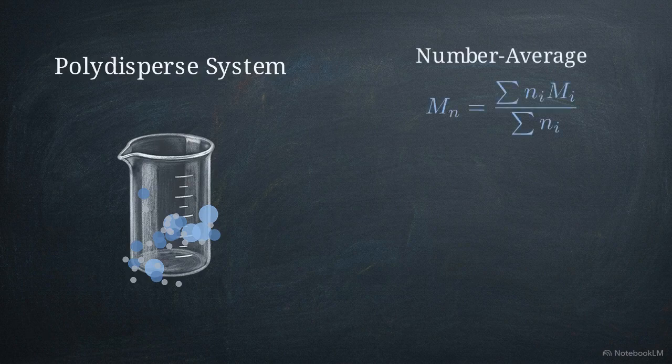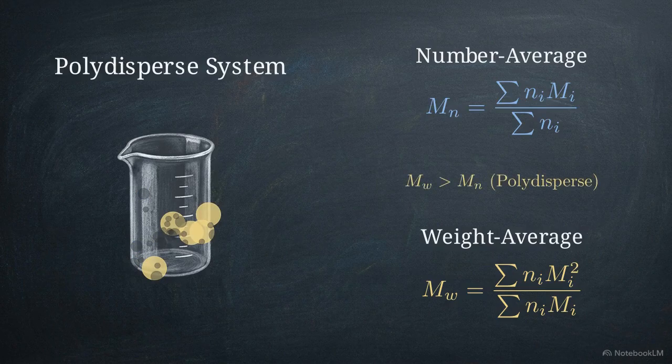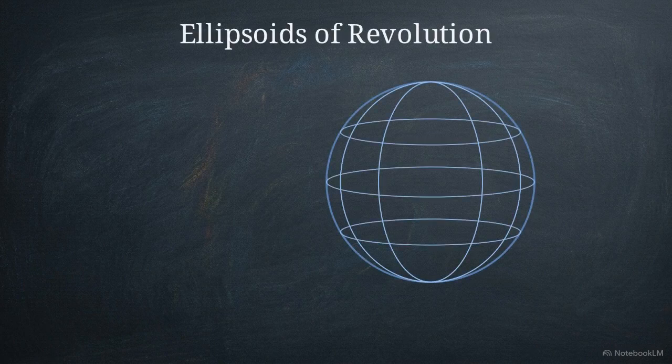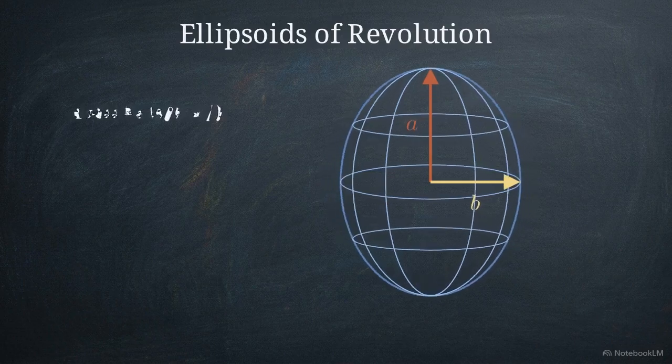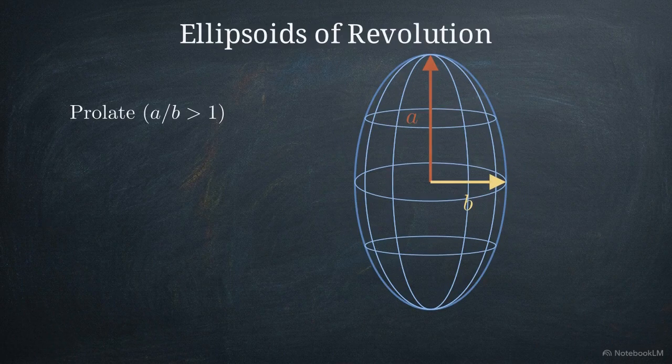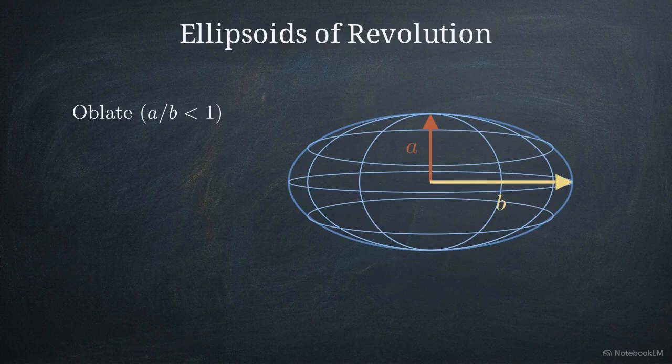of particle sizes. Determining mass through colligative properties like osmotic pressure yields a number average molecular weight. Conversely, measuring light scattering emphasizes larger particles, yielding a higher weight average molecular weight. These models show that minor deviations from a perfect sphere are quantified as ellipsoids of revolution. Their shape is defined by their axial ratio, the ratio of the half-axis to the radius of revolution. A ratio greater than unity yields a prolate or rugby ball shape. Less than unity creates an oblate or discus shape.